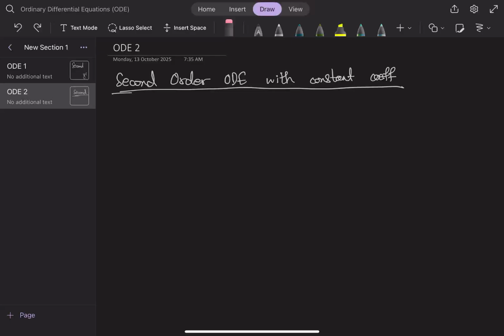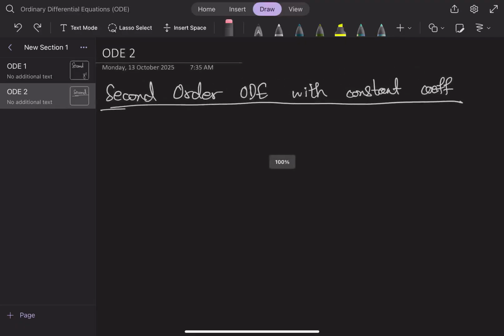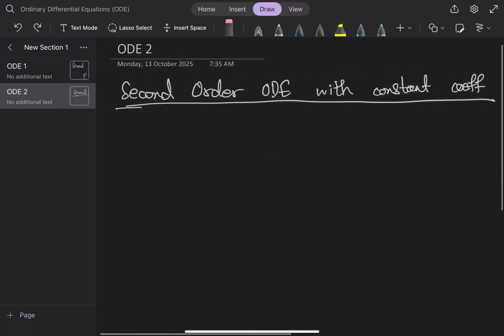Hey guys, welcome back. Let's quickly learn how to solve the ODEs. So firstly, we are going to be going with second order ODE with constant coefficient. As you know, this has two types, homogeneous and non-homogeneous, and we'll get to each of them one by one.